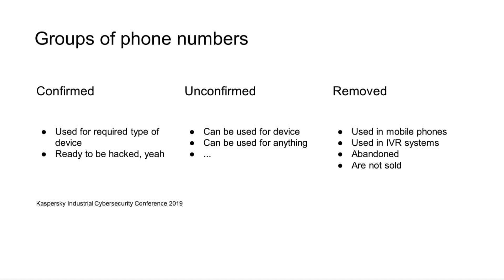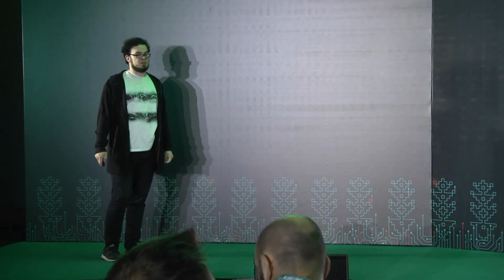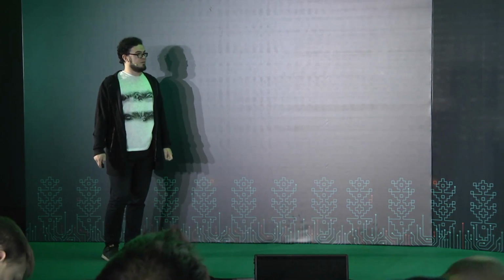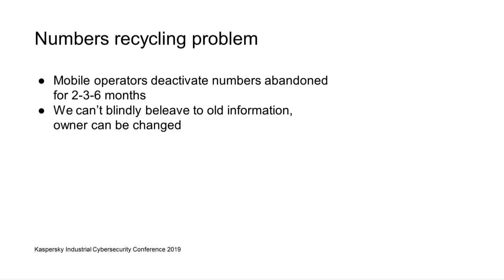The base idea: we create some numbers base and try to split them into three groups. Confirmed numbers are the ones that are definitely used in some GSM device, and we are trying to get as many numbers there as possible. Unconfirmed are the ones that we don't know about, and garbage, the ones that are definitely not used in the GSM devices. And we try to gather them using different methods.